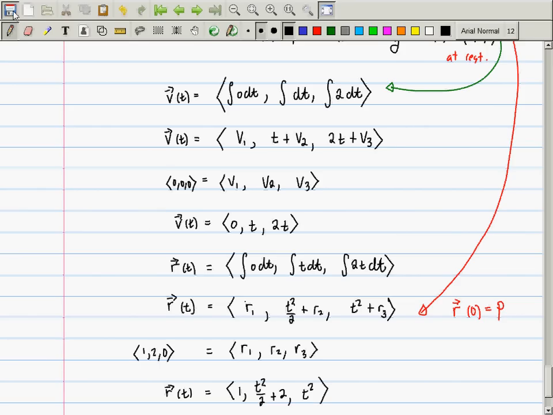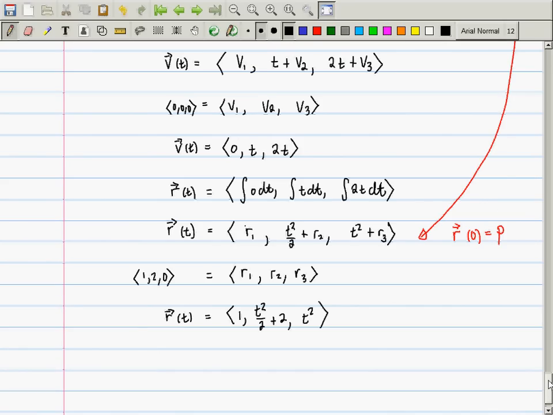Wonderful. So any question about this example? It was boring, I'm fully aware. But any questions about it? Yes? No, that's its position. This is its position vector.